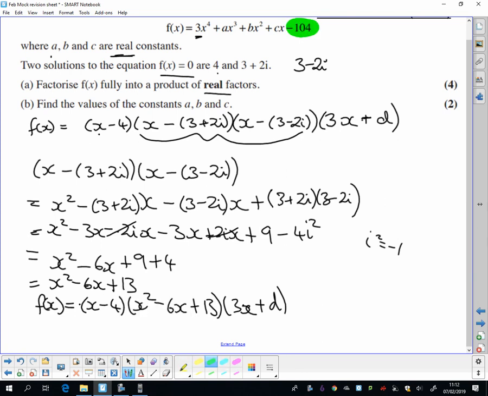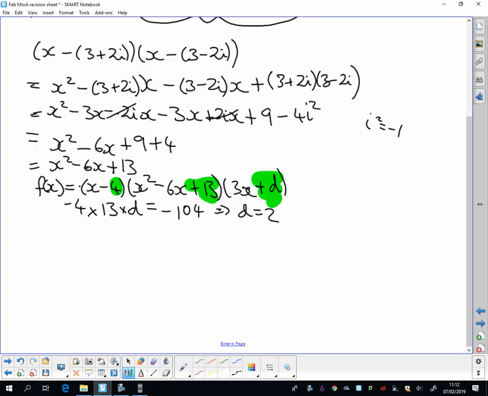I can work out d by having a look at my function. I've got negative 104 on the end, and that's going to have to come from multiplying all the constants in the brackets together. So negative 4 times 13 times d must equal negative 104. And you can work out from that that d equals 2, and then we can write our final answer. And there it is, fully factorised.